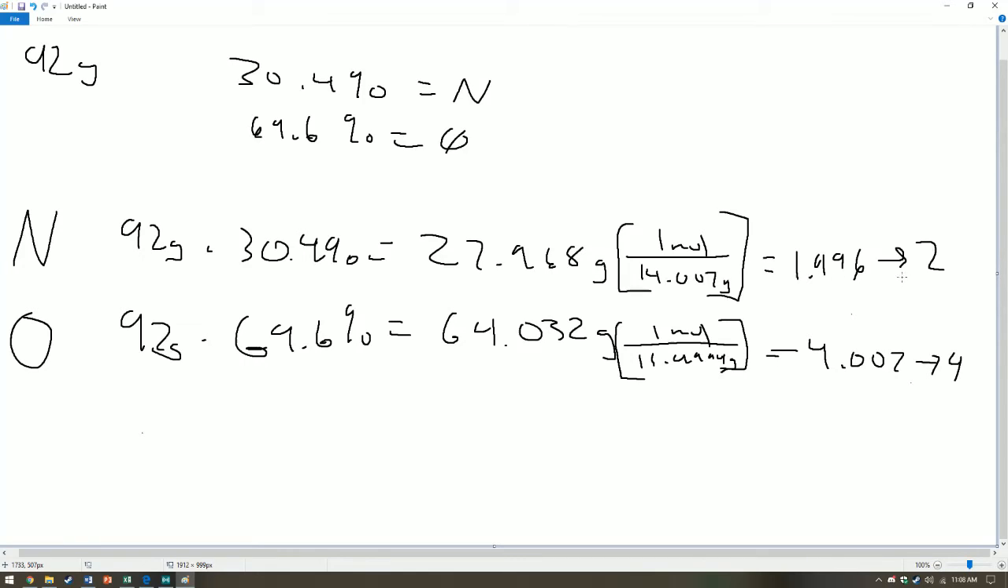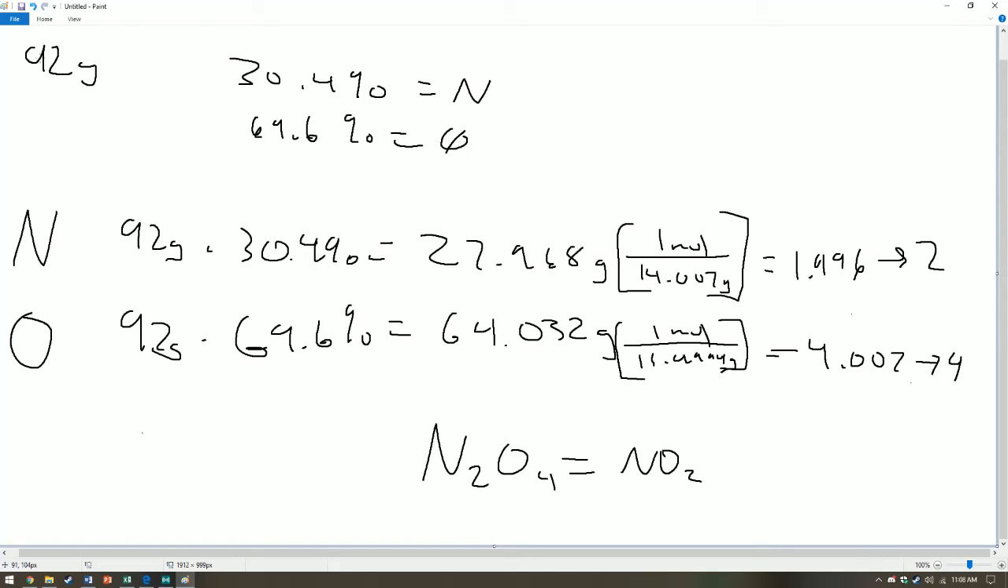The idea here is that you want to round to a simple fraction. And then we can clearly see here that there's 2 moles of nitrogen for every 4 moles of oxygen, and the molecular formula should probably be N2O4. So that would probably make sense, and that is in fact the answer. Now it also asks for the empirical formula, which is NO2.